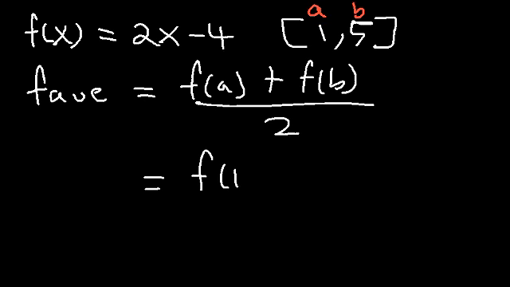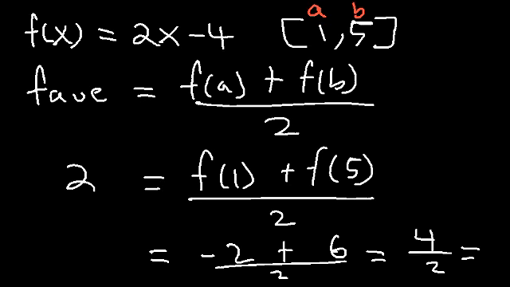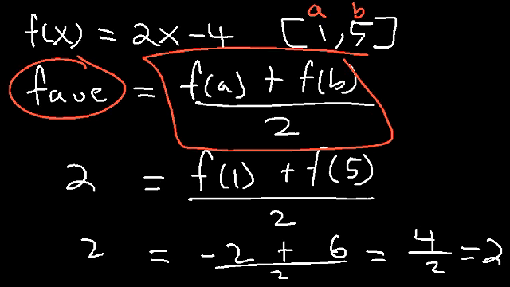So let's average f of 1 and f of 5, and let's see if it's equal to 2. F of 1 is 2 times 1 minus 4, which is simply negative 2. F of 5, 2 times 5 is 10, minus 4 is 6. Negative 2 plus 6 is 4, and 4 divided by 2 is indeed 2. So as you can see, for a linear function, the average y value, or the average value of the function, is simply the average of f of a and f of b, if the function increases or decreases at a constant rate.